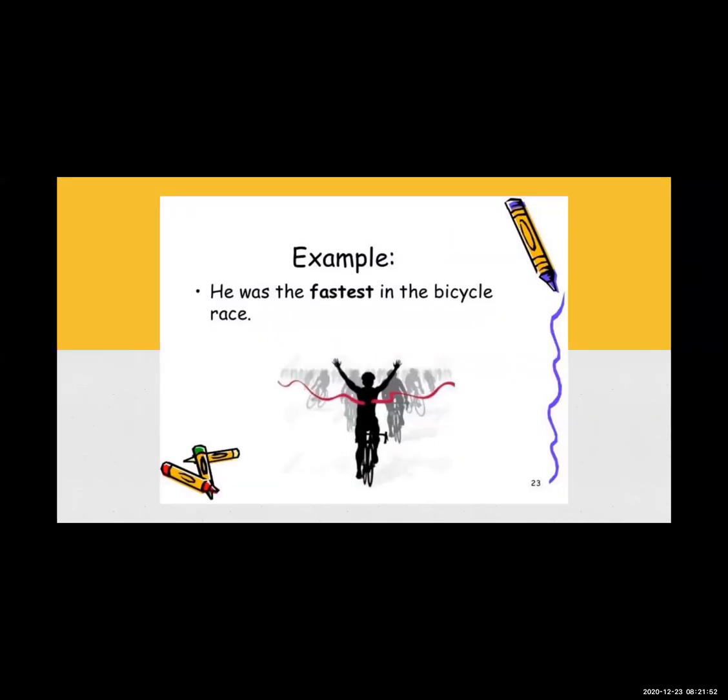Next one, he was the fastest in the bicycle race. Now in a race, as you know, there are many players. Many people do the bicycling, but over there one has to win. So naturally, who will win? He will be the fastest. Again over here we have added est to fast, and fast plus est becomes fastest.